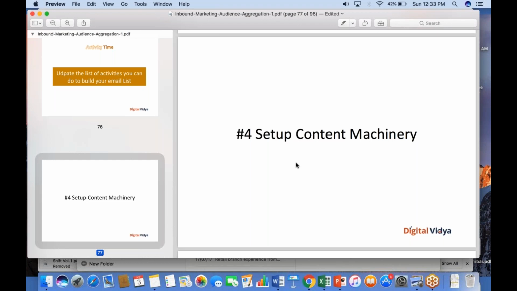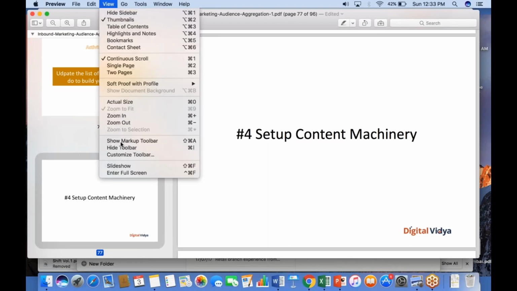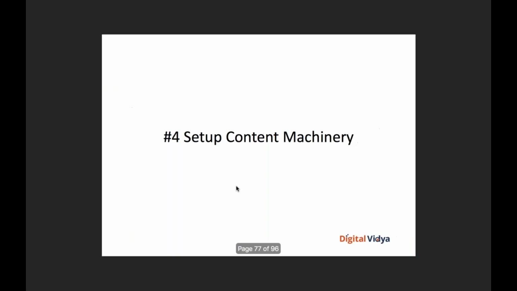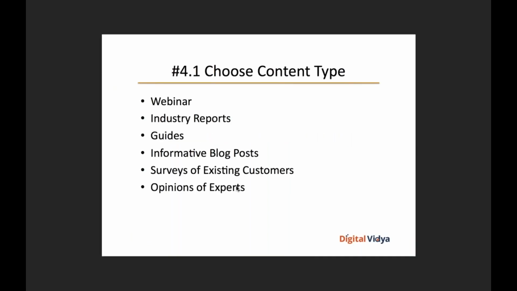Moving on, setting up content machinery. So there are various kinds of content you can look at, right? There are webinars, industry reports, information guides, blog posts, surveys of existing customers, and opinions of experts.